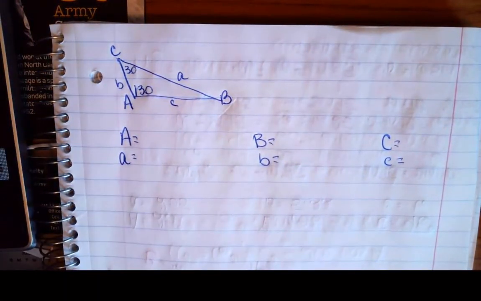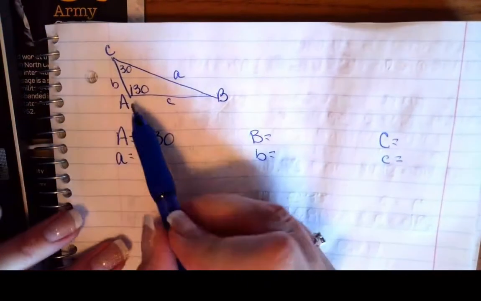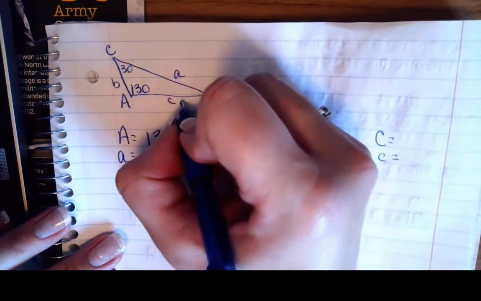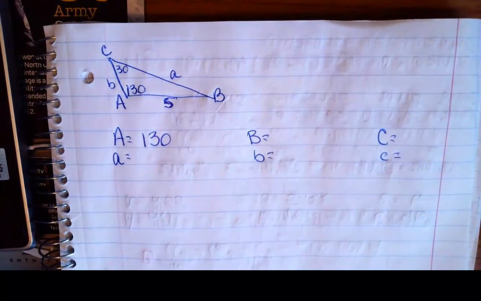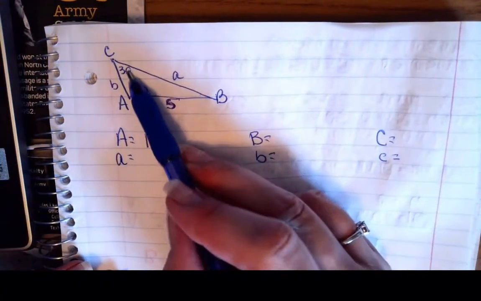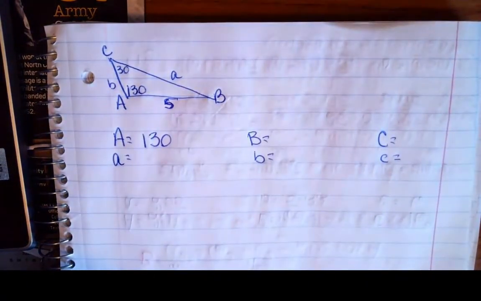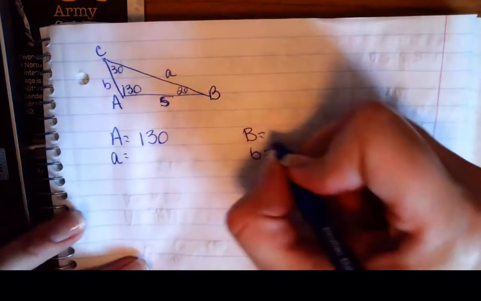Fill in what you know first. So I know that big A is 130. I do not know what little a is. I do also know that this is 5, sorry, that would be important. Okay, so that's 5. And then I've got B. Well, I don't know what B is until I realize I've got 2 angles. If you've got all 3 angles, you do not have an ambiguous case. So this is going to add up to 160, which means this must be 20. I got 3 angles. It's not ambiguous.